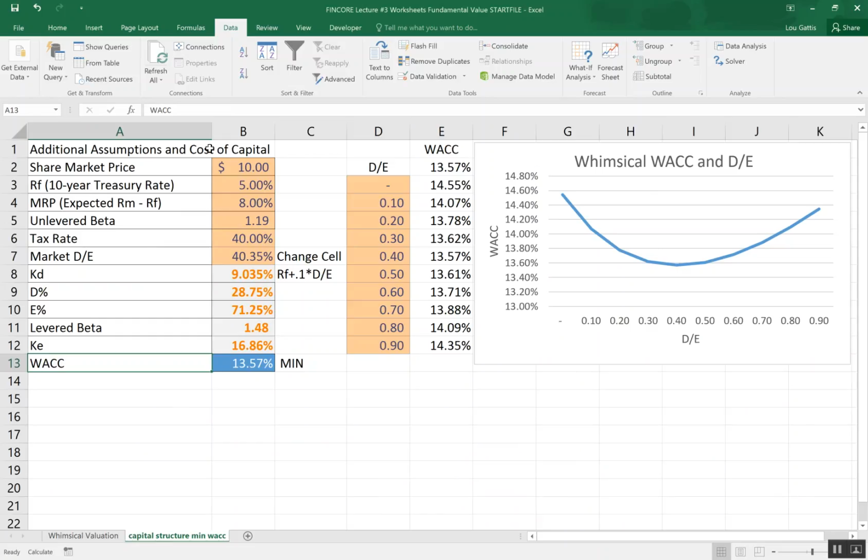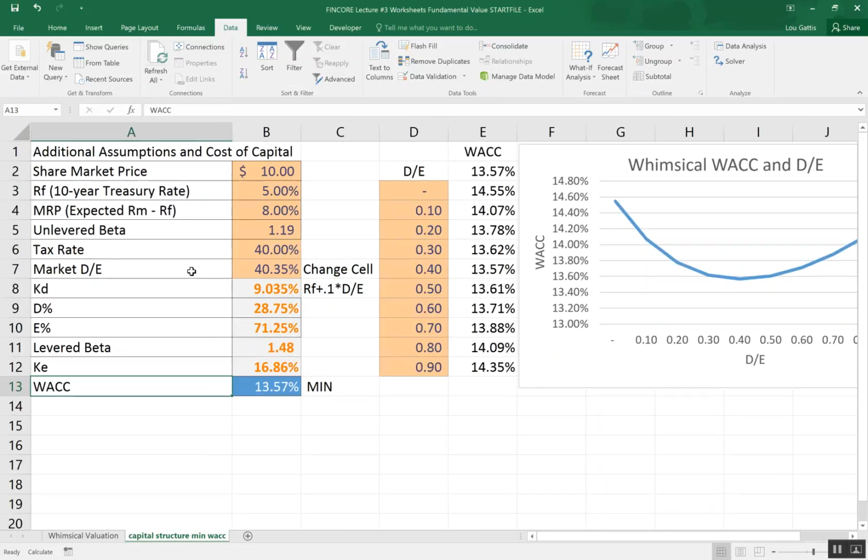So I have a little model set up here. To maximize the value of a firm, changing capital structure doesn't affect cash flows, so all you have to do is try to minimize WACC. Here I have Whimsical: their market price of stock, a risk-free rate of 5%, a market risk premium of 8%. I put an unlevered beta of 1.19 and a tax rate of 40%. And let's say the D/E ratio is equal to Whimsical's D/E ratio. And that gives me a WACC of about 14%.